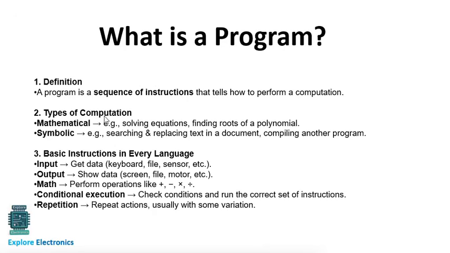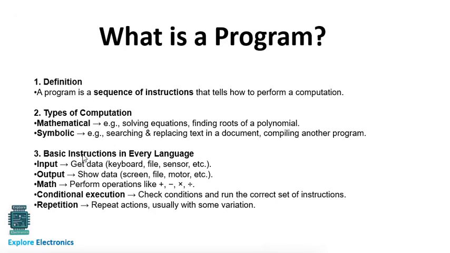And for the type of computation, we have two types. Those are mathematical and symbolic. Let us understand them one by one. In mathematical computation, solving equations and finding roots of a polynomial come under it. In symbolic computation, it will be searching and replacing text in a document, or compiling another program. These come under symbolic computation.